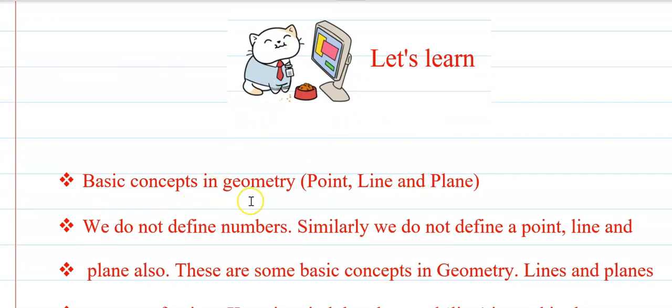There are basic concepts in geometry: the point, line and plane. We do not define the numbers.